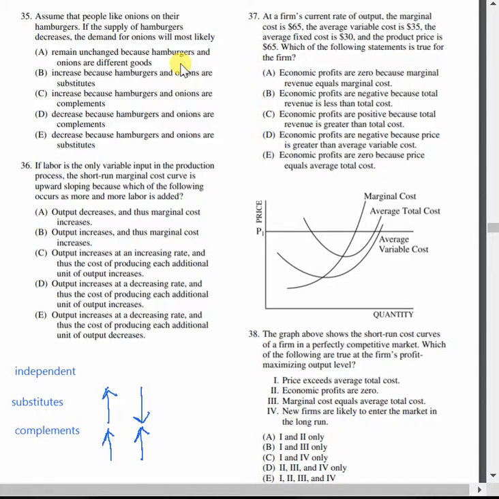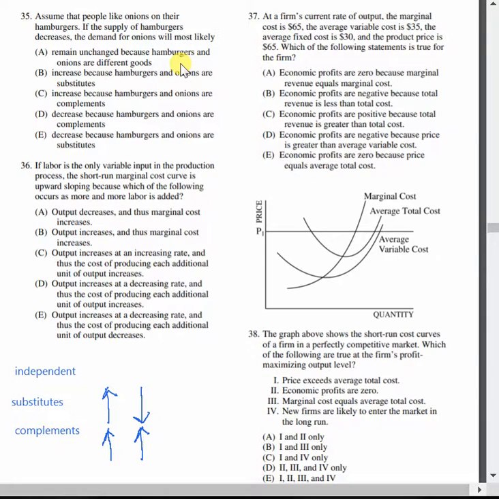Assume that people like onions on their hamburgers. So if they like onions on their hamburgers, they're not independent and they're not substitutes, they're complements. From the terms we just did, we know that onions and hamburgers are going to be termed complements. If the supply of hamburgers decreases, then the demand for onions will most likely also go down, from our definitions of complements.